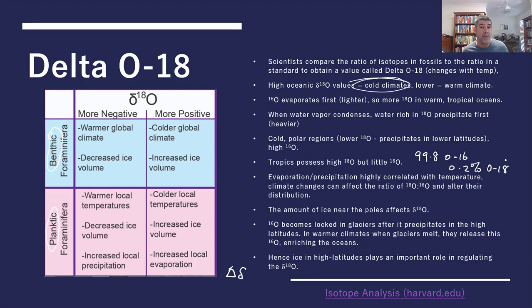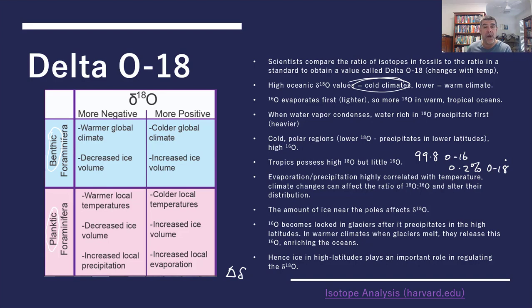These two important processes, evaporation and precipitation, are highly correlated with temperature, and so climate change can affect the ratio of oxygen 18 to oxygen 16, and as a result alter their distribution. Likewise, whether we're in a greenhouse age or an icehouse age, depending on how much ice there is near the poles, whether that's retreating or expanding further away from the poles towards the equator, this can also affect the amount of oxygen 18, and as a result the delta O18 value.